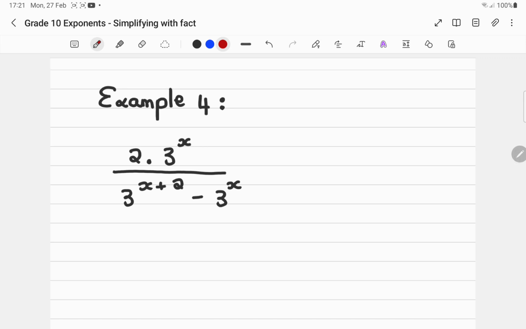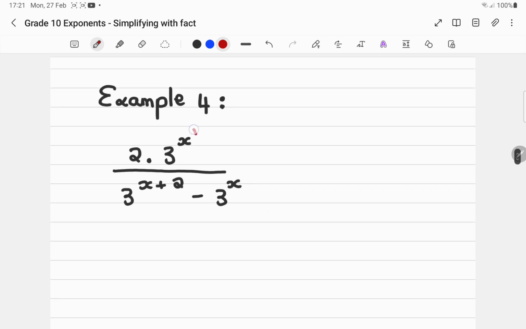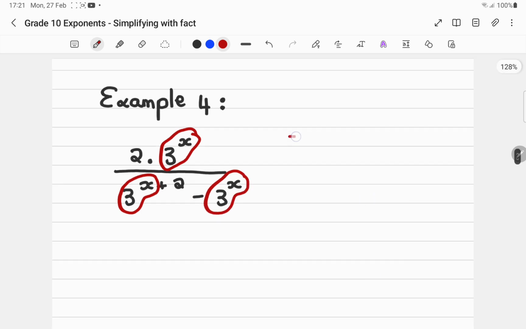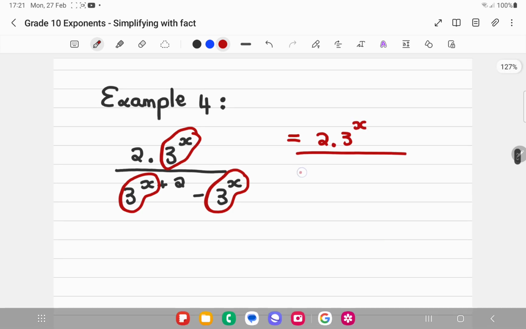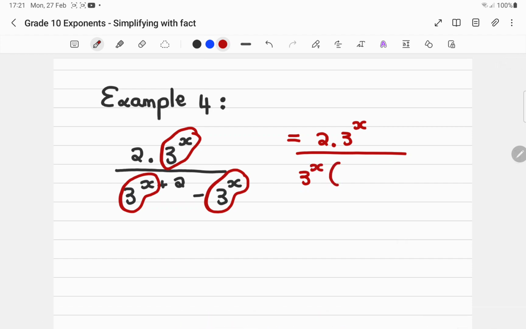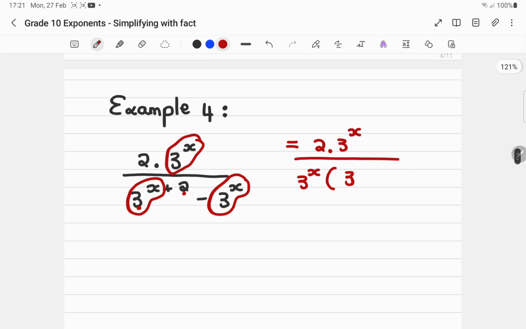All right, let's look at this one. I can already see there's a 3 to the power x at the top. I don't have to factorize. It's already one term. And there's a 3 to the power x at the bottom and a 3 to the power x over there. So I just need to break them up. 2 times 3 to the power x, all over, if I take out 3 to the power x, what is left? 3 to the power 2.